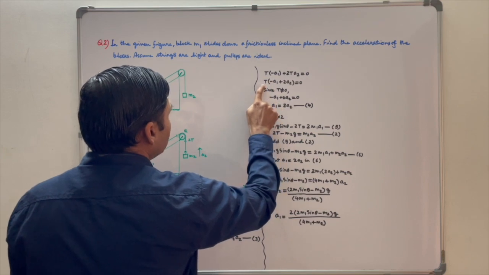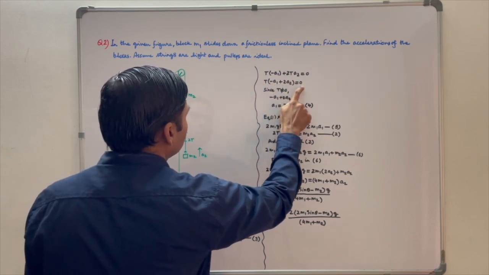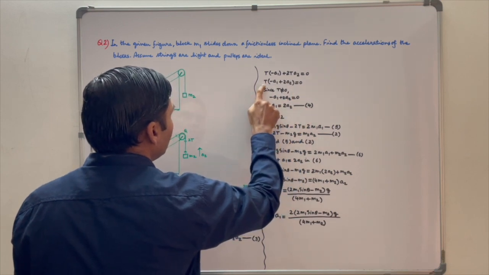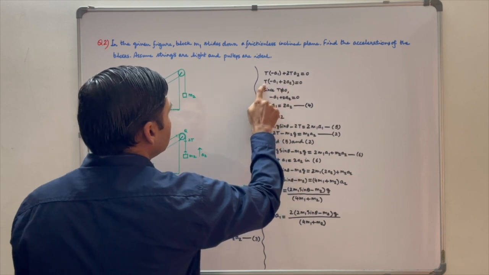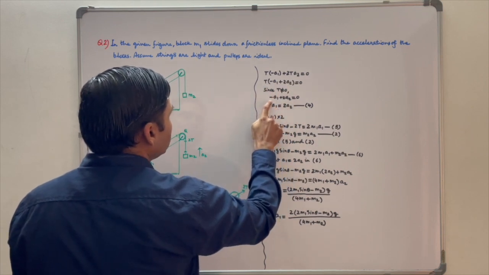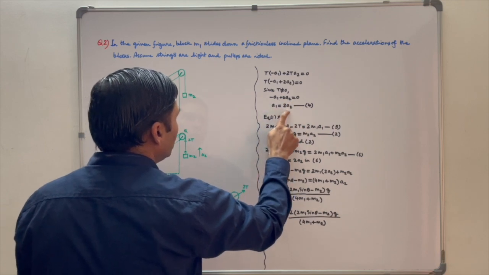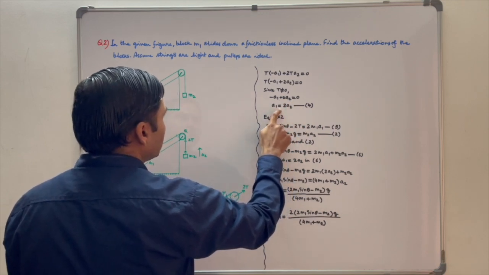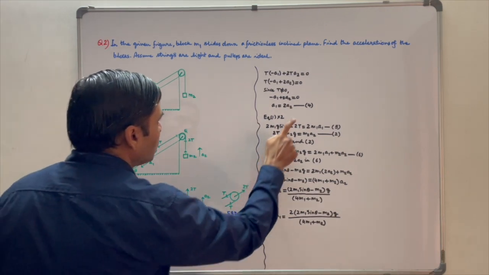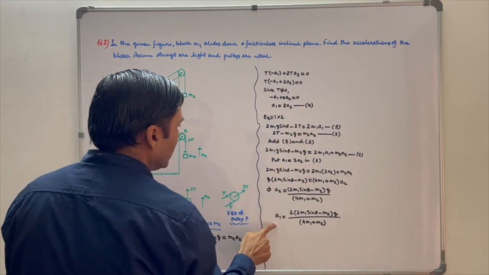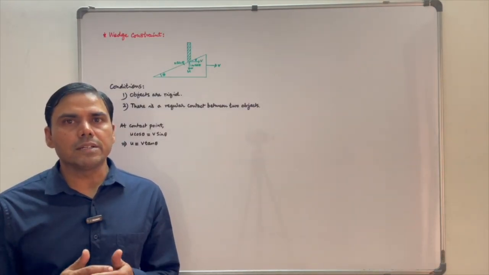Take T as common, so it will be T into minus A1 plus 2A2 is equal to 0. That means either T is equal to 0 or minus A1 plus 2A2 is equal to 0. Since T is not equal to 0, minus A1 plus 2A2 is equal to 0, or A1 is equal to 2A2. So we have got our constraint relation. Now we can use equations 1, 3 and 4 to figure out A1 and A2. Now we know how to figure out string constraint relation.